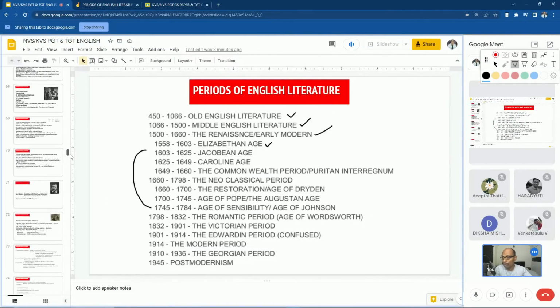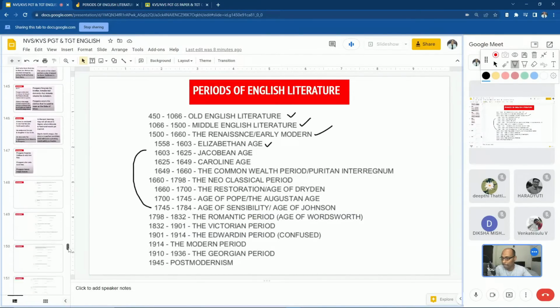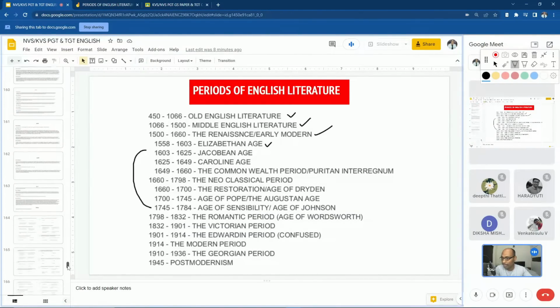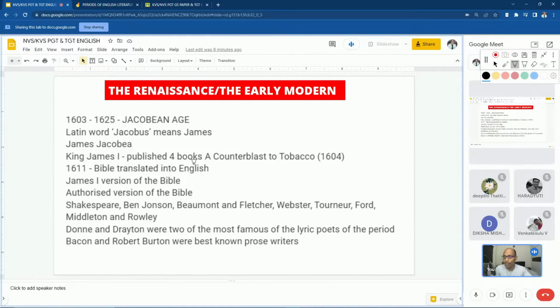So now let us go directly to the age of Renaissance, and under that we are now discussing the Jacobian age. In Latin, Jacobus means James.